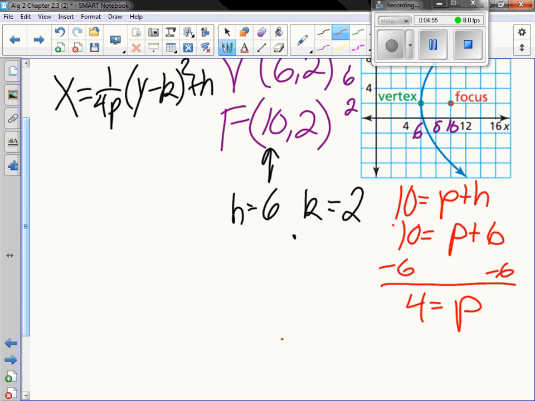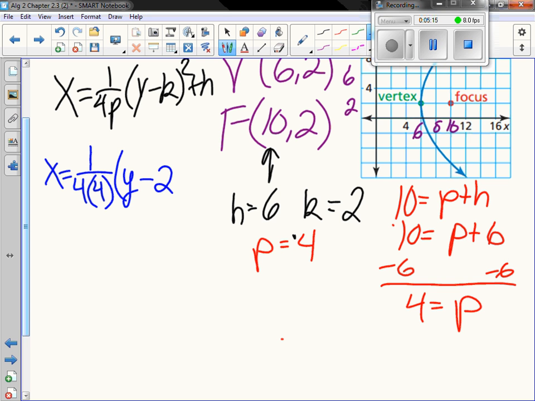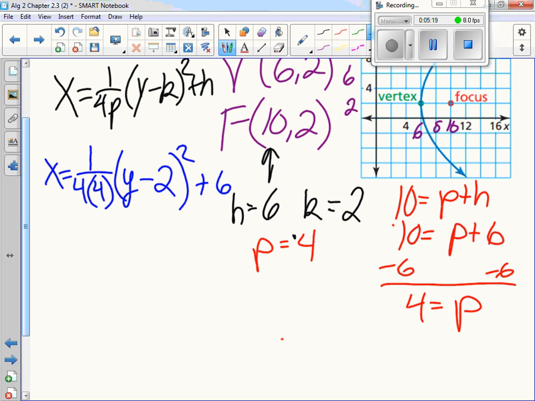And now that we have these three, we can plug them in. We would say x is equal to what? 1 over 4 times, or 4, yes, I'm thinking of h. So 1 over 4 times 4, times y minus k, and k is 2, squared plus 6. So x equals 1/16 times y minus 2 squared plus 6.